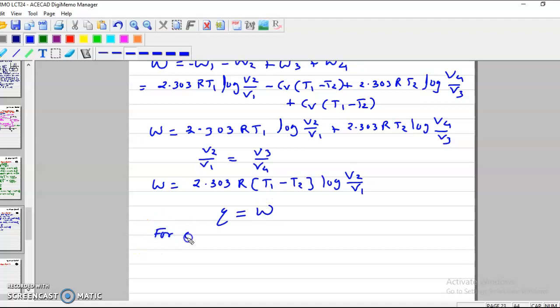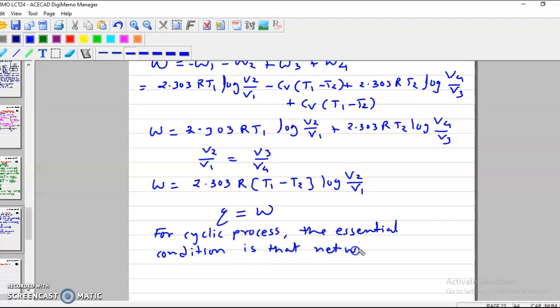So we write that for a cyclic process, the essential condition is that net work done is equal to heat absorbed. So this is regarding the Carnot cycle.